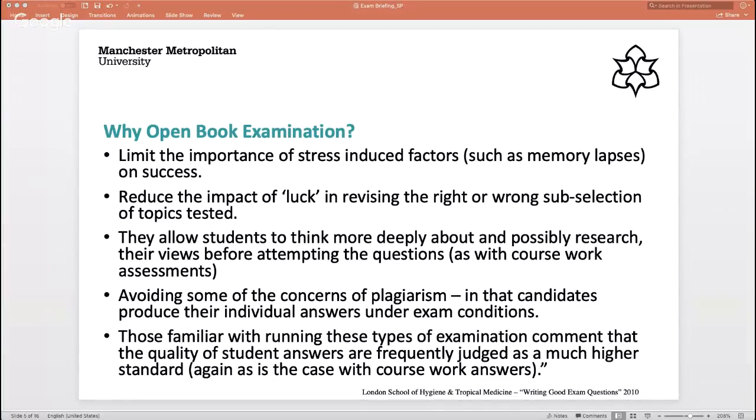What this will do, hopefully for you guys, is actually reduce your stress on the day and improve your grades and your success on this unit, as you're not going to be focusing on memory and therefore having stress-induced memory lapses. You're also not going to have the issue of whether you've revised the right topic or the wrong topic, because you're going to know the exact questions going into the exam and be able to prepare for them.